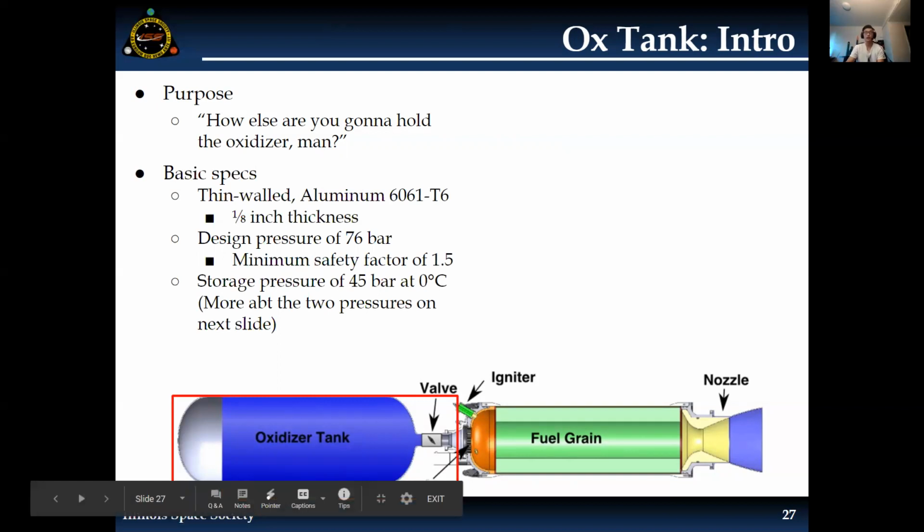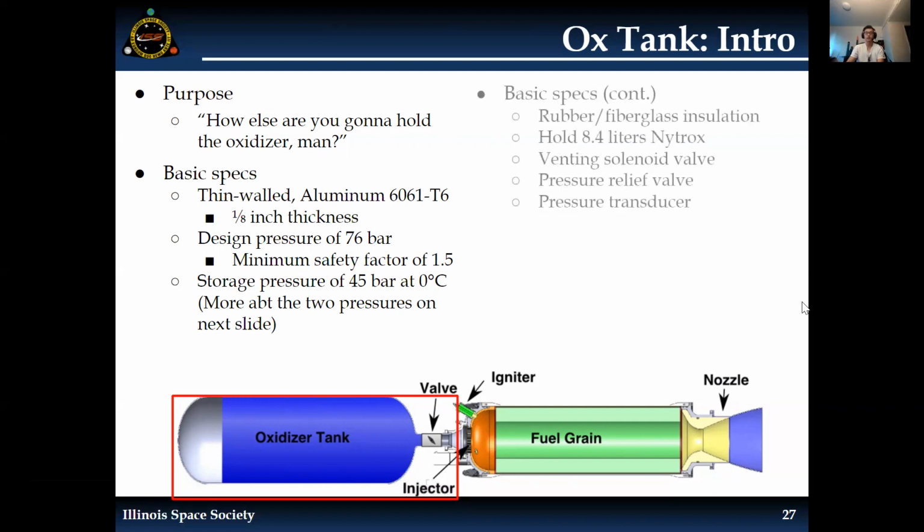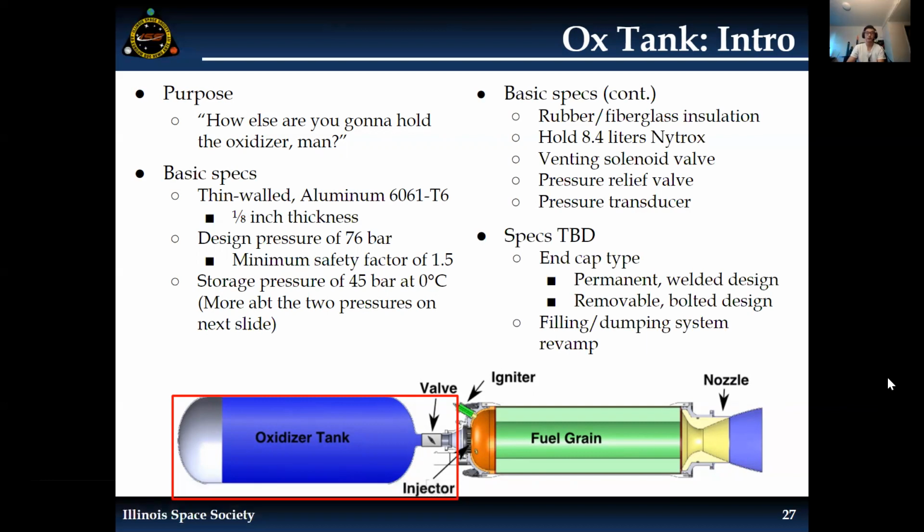The body of it is going to be composed of thin-walled aluminum 6061 T6 at 1/8 inch thickness. The design pressure is going to be 76 bar with a minimum safety factor of 1.5. And the storage pressure is going to be 45 bar at 0 degrees C. I'll be talking more about these two pressures on the next slide, so don't worry if it seems arbitrary right now. This is just a basic rundown.